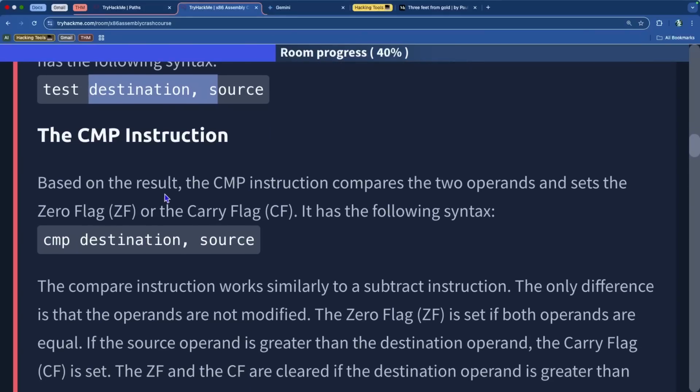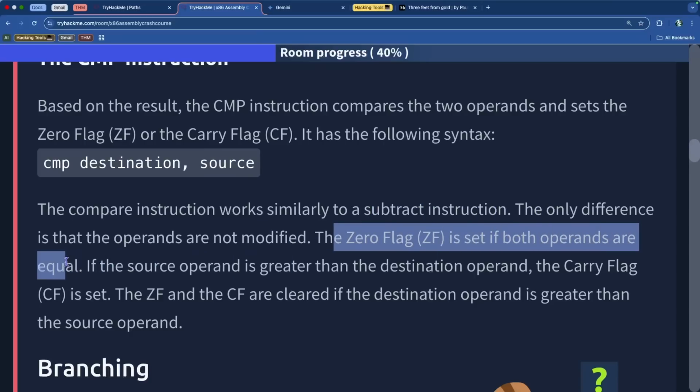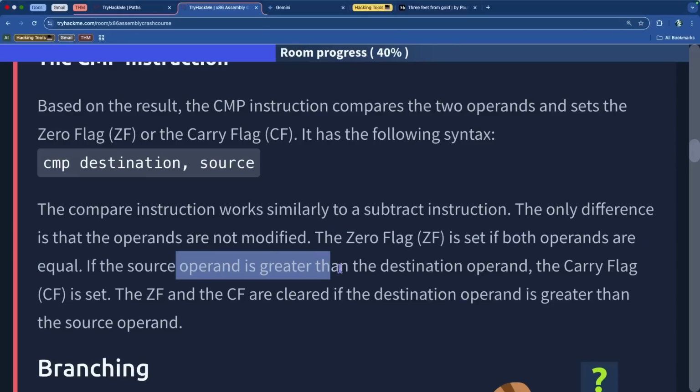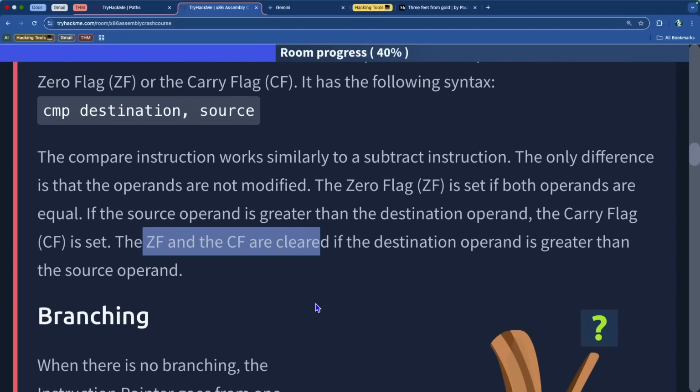The CMP instruction, I would assume, is to compare, right? So based on the results, the CMP instruction compares the two operands and sets the zero flag or the carry flag. It has the following syntax: CMP, destination against the source, and it works similarly to a subtract instruction. The only difference is that the operands are not modified. The zero flag is set if both of them are equal. If the source operand is greater than the destination, so if this is greater than this, then the carry flag is set, and the ZF and the CF are cleared if the destination operand is greater than the source operand.